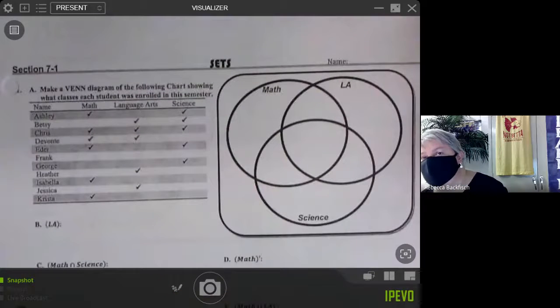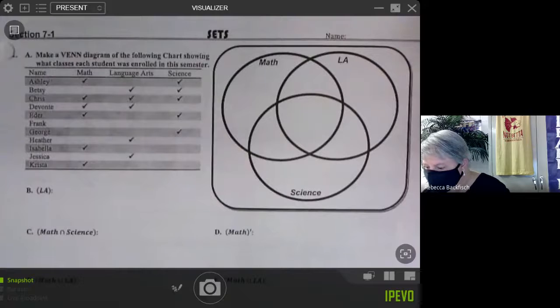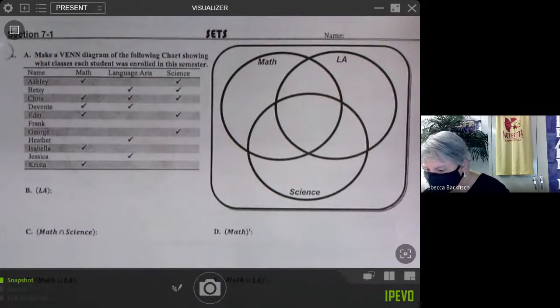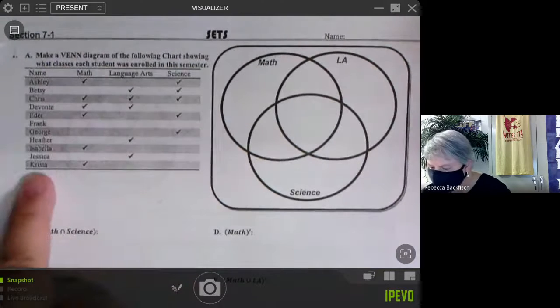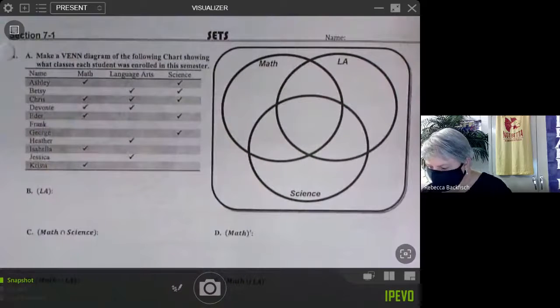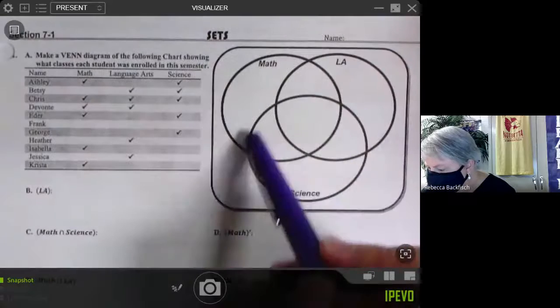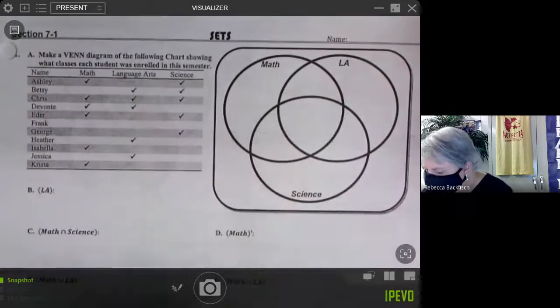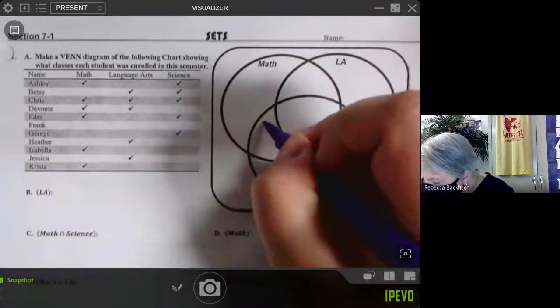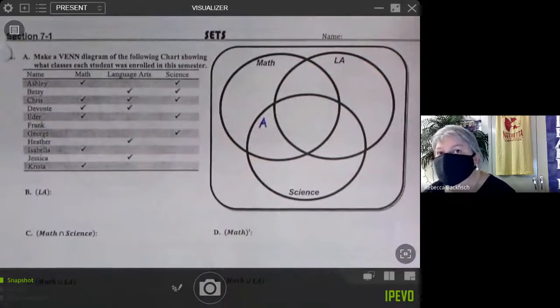It looks like this. Okay, and I want to start it together because it says make a Venn diagram of the following chart showing what classes each student was enrolled in this semester. So Ashley, and these are all different first letters, so that's good. Ashley's in math and science, but not language arts. So I go to where math and science overlap, which is all here. This part would mean she's also in language arts. So if she's in math and science, but not language arts, she goes here.